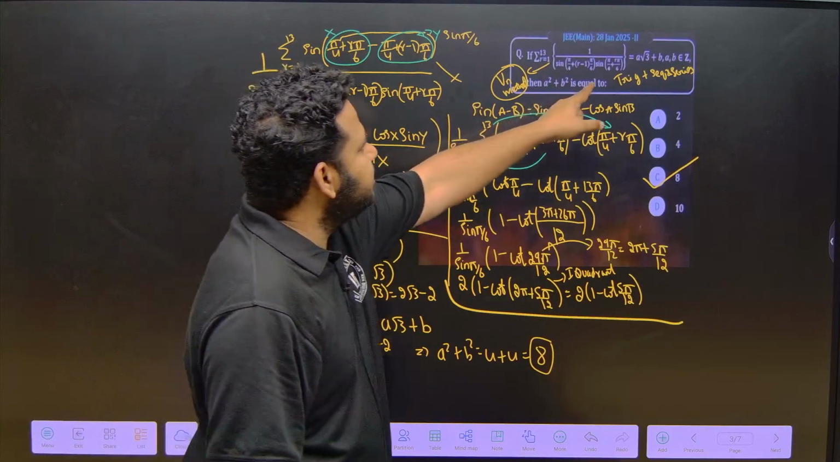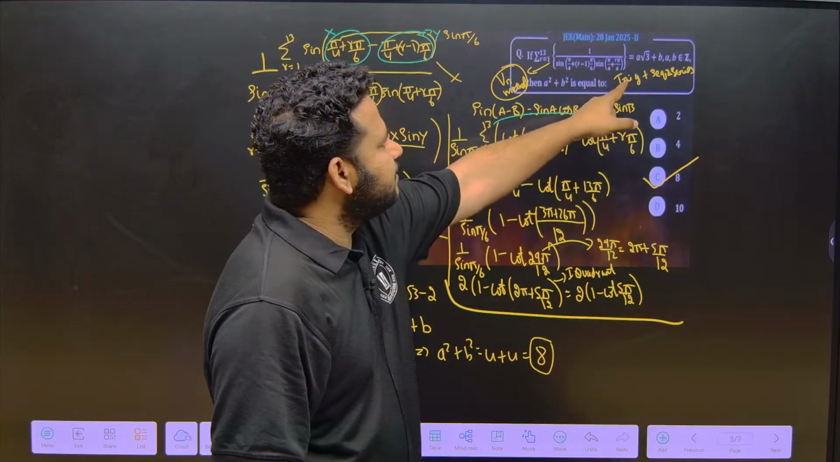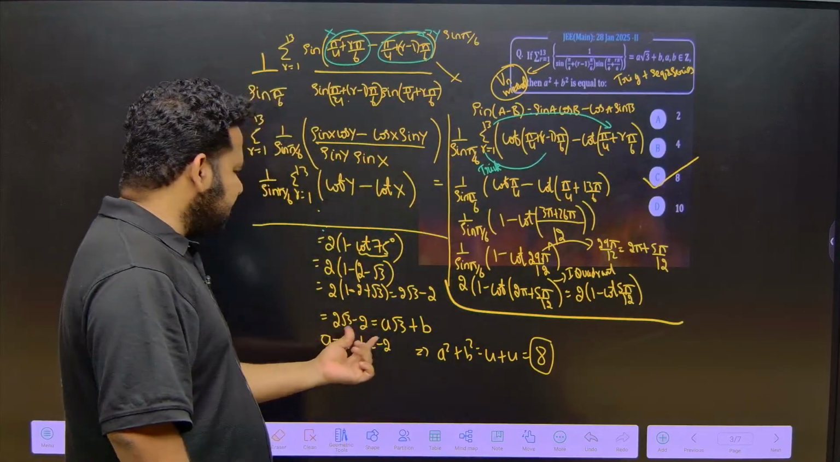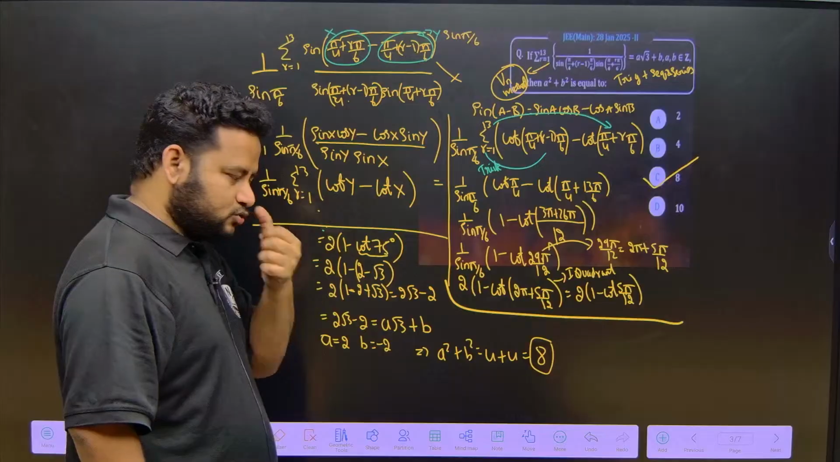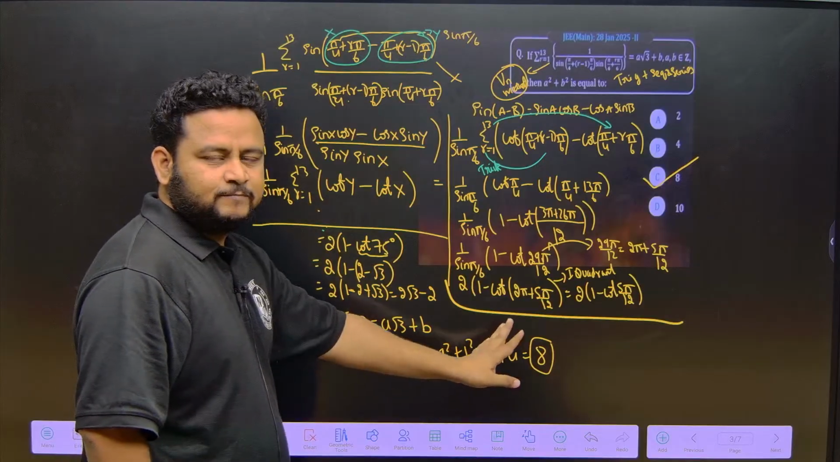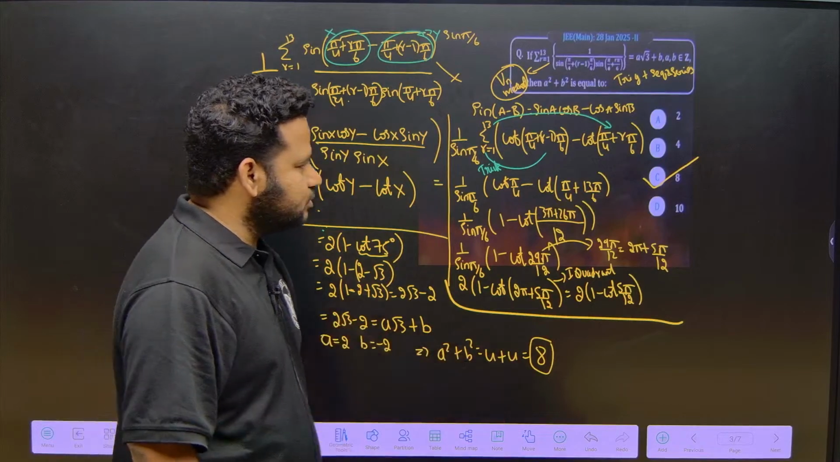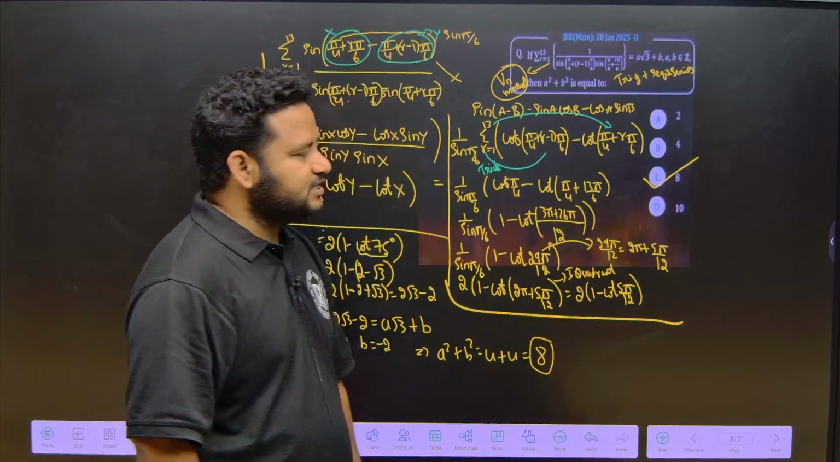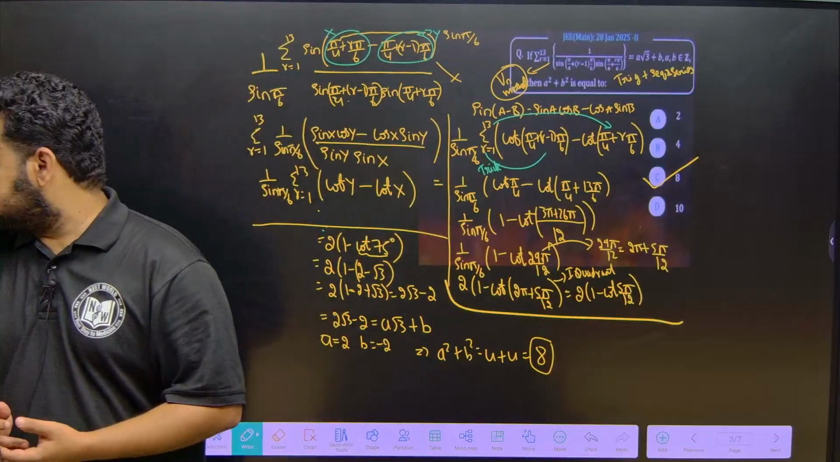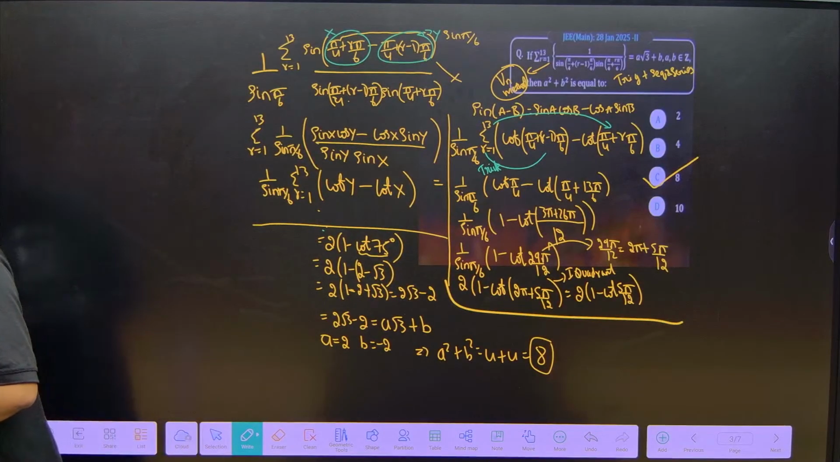They have told us it is equated to a root 3 plus b. That means a will become 2 and b will become minus 2 on equating. So a square plus b square is 2 square plus minus 2 whole square, that is 4 plus 4, equal to 8. Okay, this was asked in 28 Jan second shift. Alright, this is how question 1, example 2 is done.